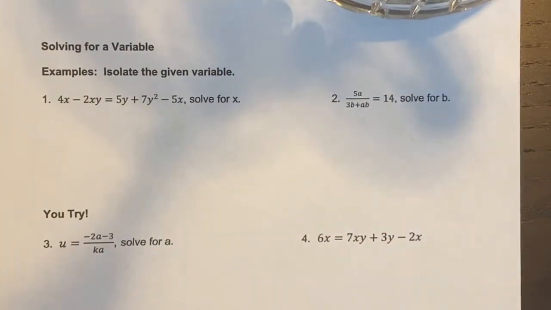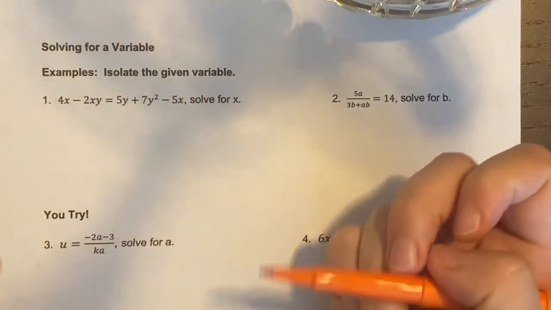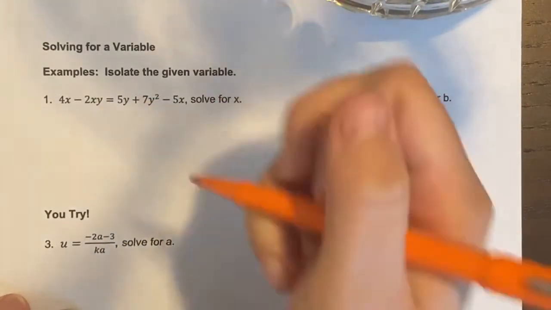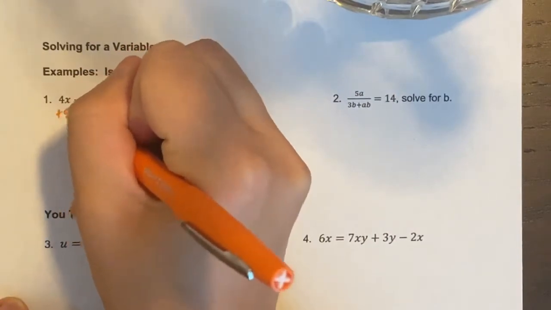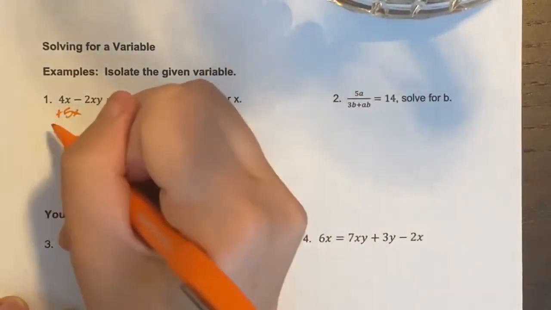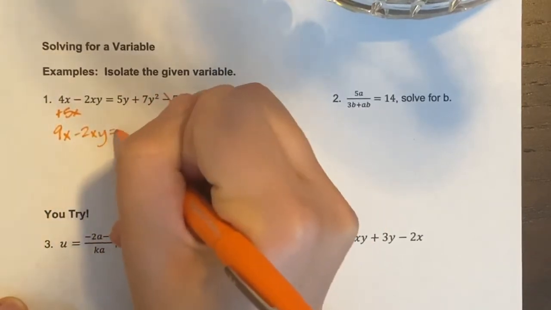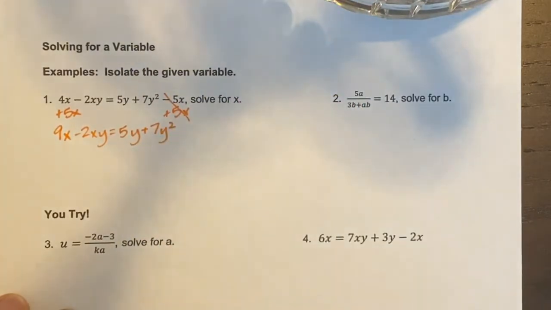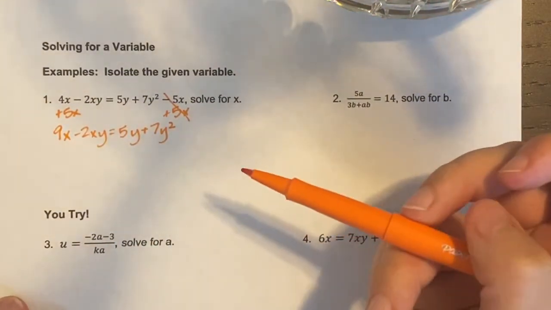So I want to get all of my x's on the same side since I want to try to isolate x. Right now it doesn't really help me that they're on different sides. So I'm going to add 5x to both sides. So that means it'll go away over here, and I'll end up with 9x minus 2xy equals 5y plus 7y squared. Now ideally I would like to get the y's together, but this y is attached to this x, and that's going to be kind of difficult.